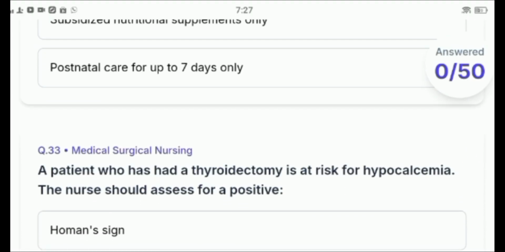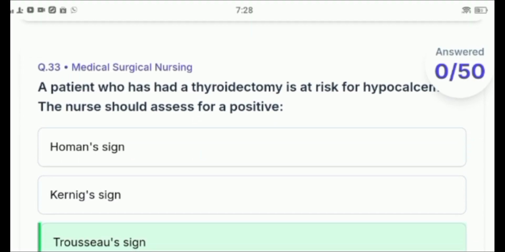33. Medical surgical nursing. A patient who has had a thyroidectomy is at risk for hypocalcemia. The nurse should assess for a positive option A. Homan's sign, B. Chvostek's sign, C.